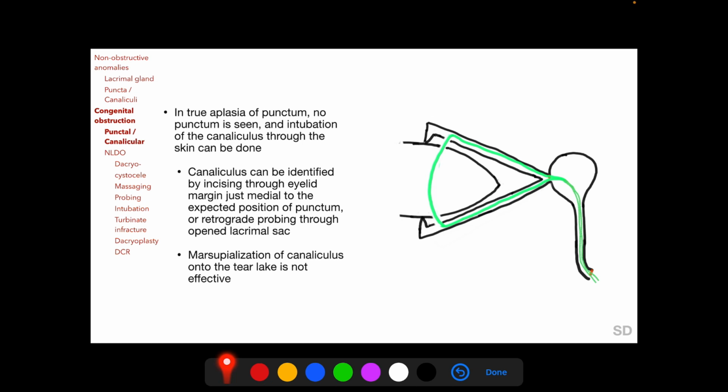Canaliculus can be identified by incising through the eyelid margin just medial to the expected position of the punctum, or by retrograde probing through an open lacrimal sac. Marsupialization of canaliculus onto the tear lake is not considered to be effective, and intubation of the lacrimal system through the open canaliculus, as shown by the green line in this photograph, should be done.